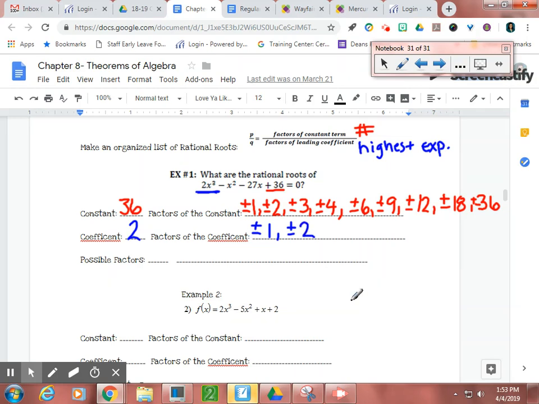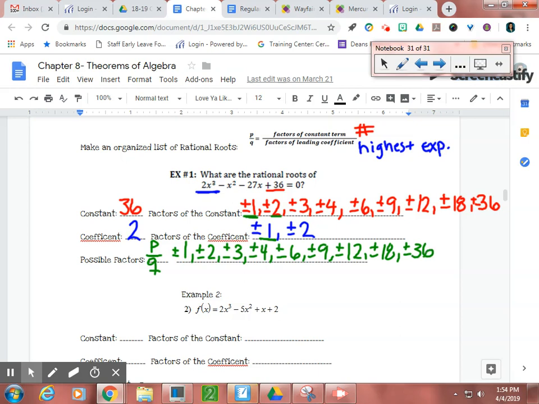Then the possible factors are P divided by Q. We're taking every P value and dividing it by every Q. So we're going to take every one in the top row and divide it by the bottom. 1 divided by 1 is 1. 2 divided by 1 is 2. 3 divided by 1 is 3. We're just going to keep listing those because we're dividing them all by 1, so they're going to be themselves.